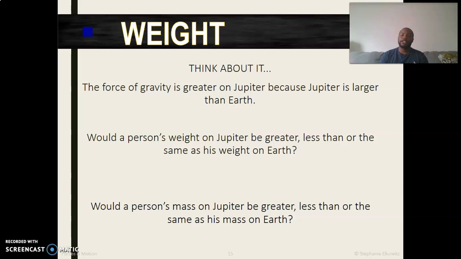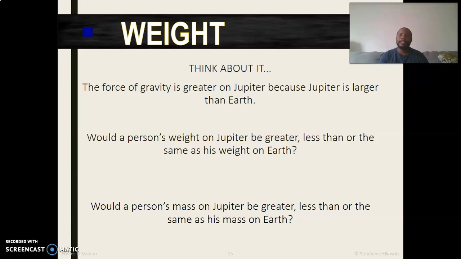All right. However, let's change this up. The mass. We do know weight and mass are not the same. Wherever you go in the universe, your mass will always be the same. You can go to Pluto. You can go to Venus. You can go to Mars. Your mass will not change at all. So we're using Jupiter as our example again. Would you have the same mass on Jupiter as you do on Earth, or would it be different? Take some time to think about that.